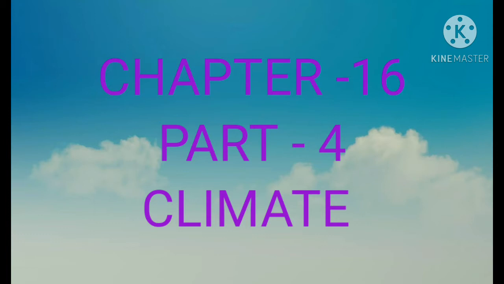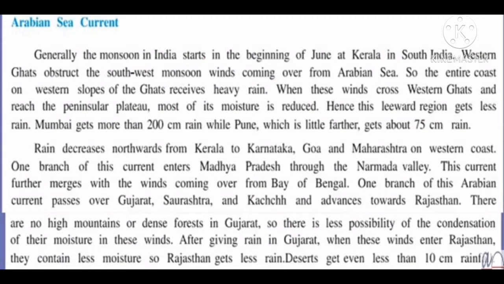Today we are going to continue with our chapter 16 Climate Part 4. So our first topic is Arabian Sea Current. Generally the monsoon in India starts in the beginning of June at Kerala in South India. Western Ghats obstruct the southwest monsoon winds coming over from Arabian Sea.